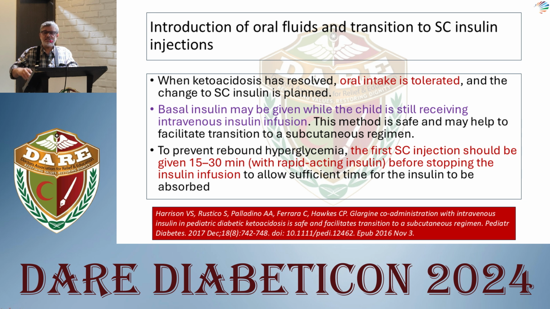So for all DKA patients, we will hang 3 bottles. One will be plain saline. There is no glucose. One is DNS with 5% dextrose. And the third bottle is 10% DNS.